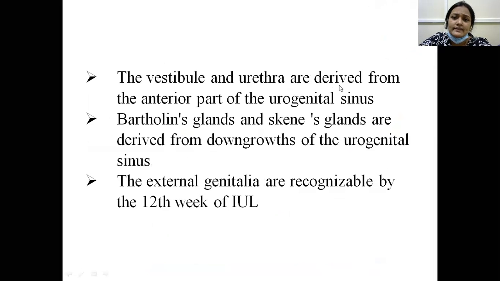The vestibule and urethra are derived from the anterior part, as I have already told you, the urethra will develop from the urogenital sinus. The vestibule is where the urethra opens into. The vestibule is developed from the anterior part of the urogenital sinus, because we have already studied that the Mullerian ducts fuse with the posterior part of the urogenital sinus. Then the Bartholin's glands and the Skene's glands are derived from downgrowths of the urogenital sinus. These are the glands seen in the vagina that derive from the urogenital sinus. The Bartholin's gland is present in the labia majora.